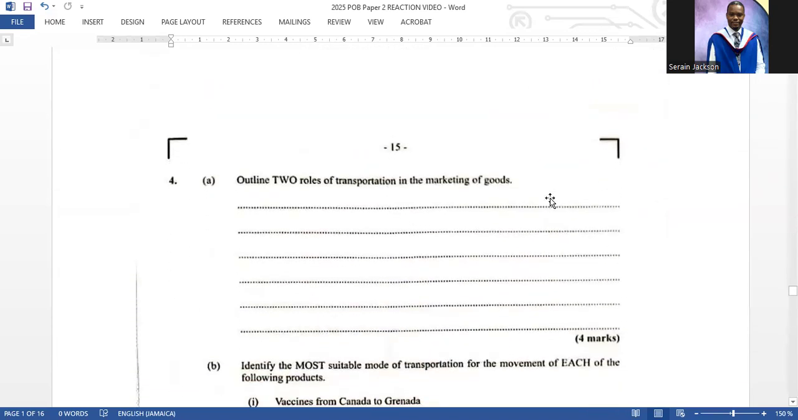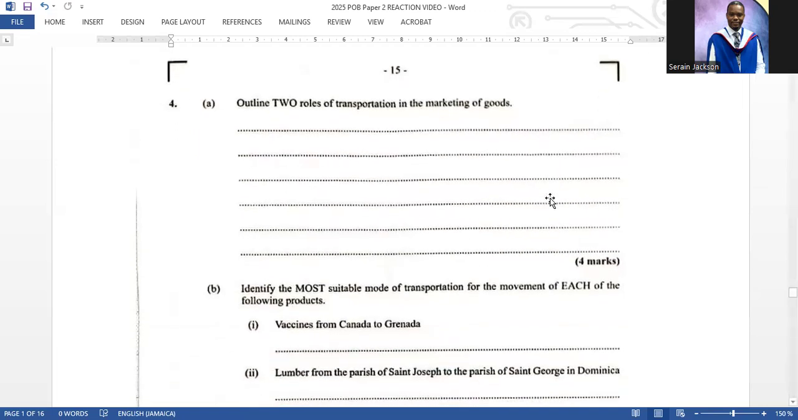Question 4 then, right? So everything so far is simple. You guys should be able to at least pass all 3 questions coming down to question 4, right? Yes, if you watch my videos, all of my students who watch my videos and check out my channel, then this paper so far should not be difficult for you. All right. Number 4, outline 2 roles of transportation in the marketing of goods.